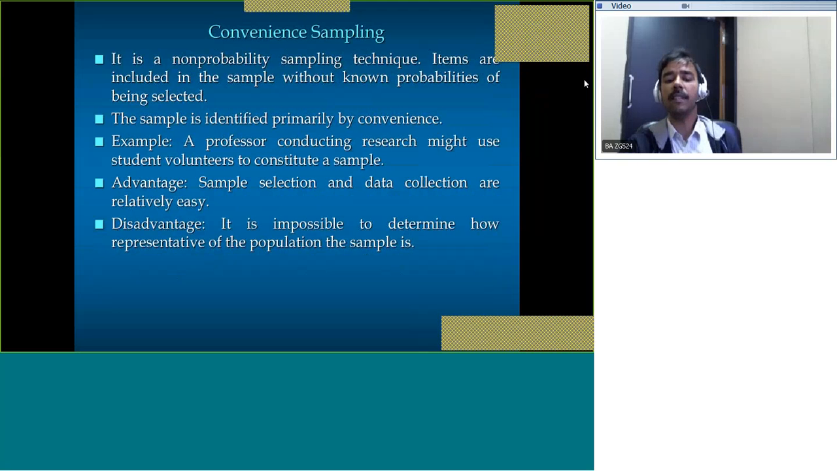Advantage is sample selection and data collection are relatively easy because we are doing it based on our convenience. But it may represent or it may not represent the whole population. For example, a professor conducting research might use student volunteers to constitute a sample rather than the people outside the institute.